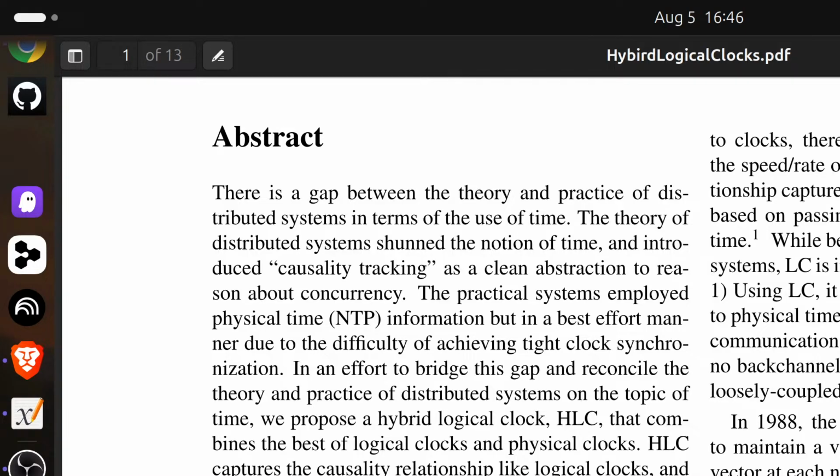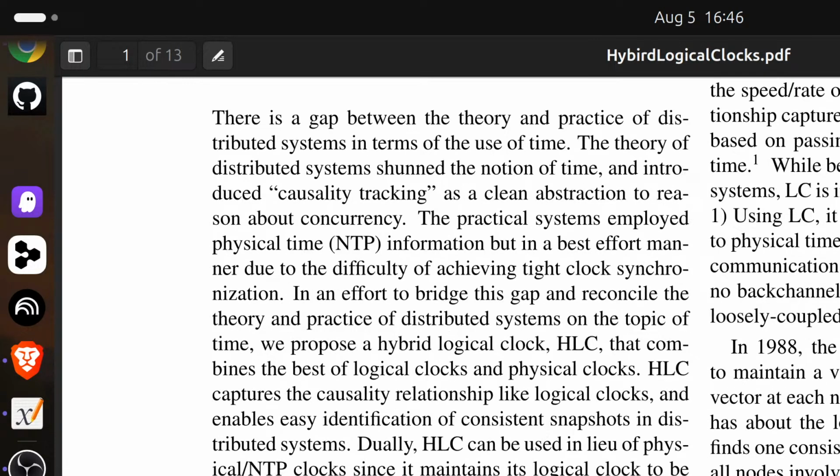Dually, HLC can be used in lieu of physical NTP clocks since it maintains its logical clock to be always close to the NTP clock. Moreover, HLC fits in the 64-bit NTP timestamp format. Okay, we saw that HLC has many benefits for wait-free transaction ordering and performing snapshots in multi-version globally distributed databases. Wait-free is a keyword here. What is wait-free?